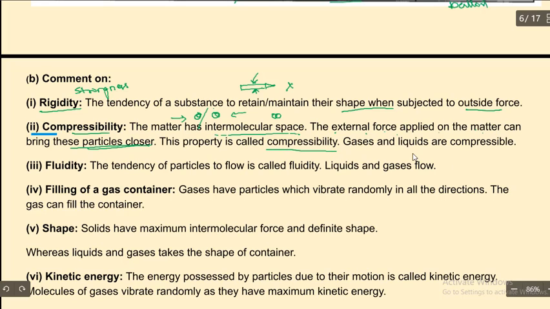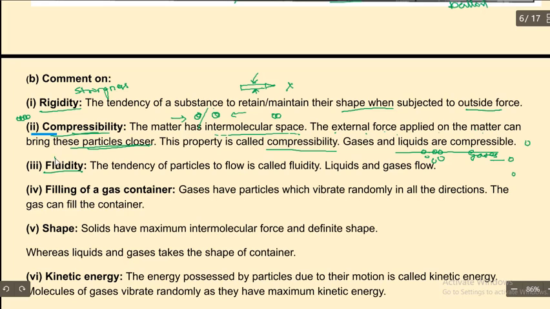Okay, so gases and liquids have compressibility. Why? Because the particles are arranged loosely in liquids and also in gases. So in gases we are going to see the particles are very far, and in liquids the particles are somewhat near. Okay, that's the difference. But in solids we are not going to see compressibility because the particles are tightly packed.